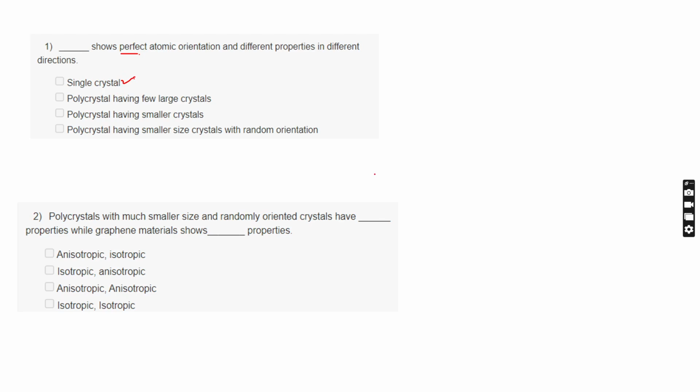Polycrystals with much smaller size and randomly oriented crystals have dash properties, while graphene material shows which properties. So here, what about the much smaller size and randomly oriented? It will be isotropic character. And graphene material will be what? It will be anisotropic. As we already taught about graphene having anisotropic nature, that will be the answer.